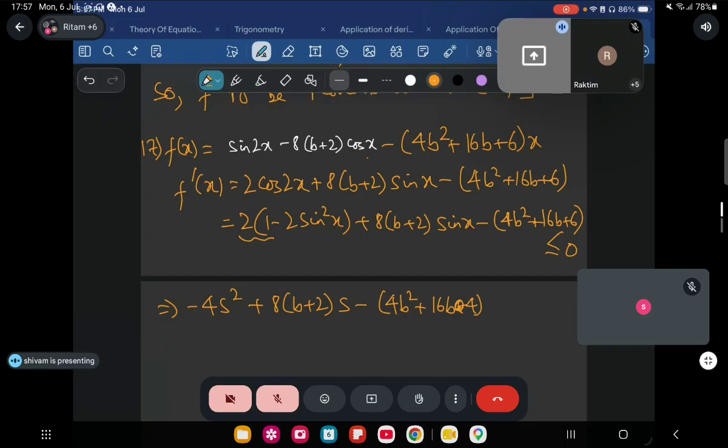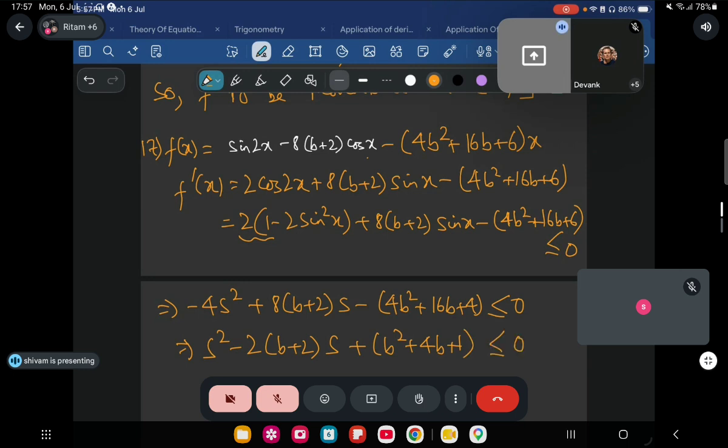Tell me, are you getting? Yes, sir. Now we can divide by minus 4. On dividing by minus 4, what do we get? We'll get sine square minus 2 into b plus 2 into sine, plus b square plus 4b plus 1.